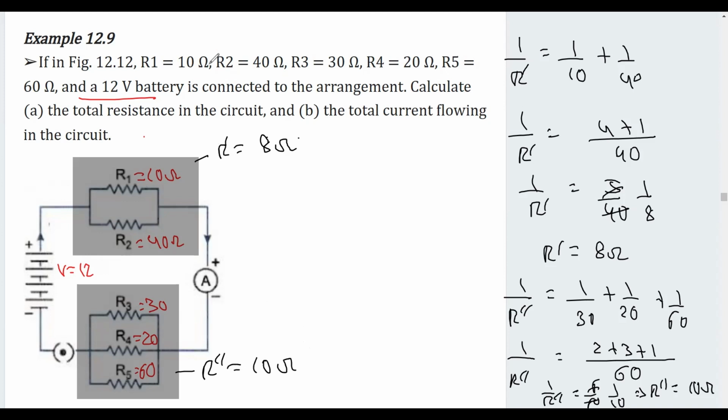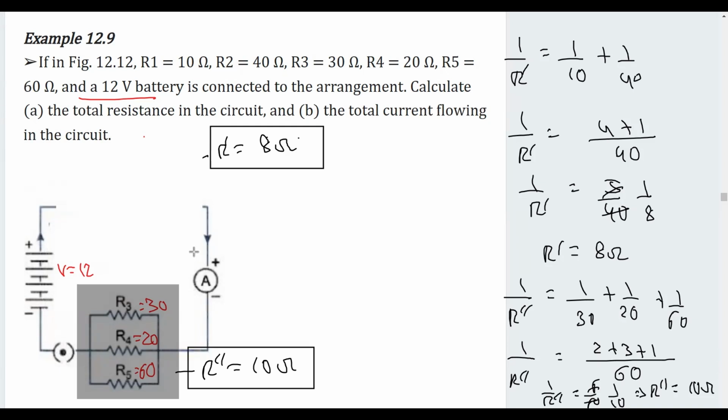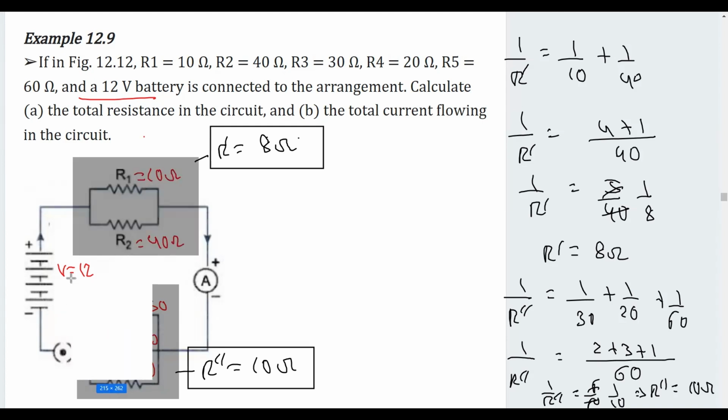Now check how these 2 resistors, this together and this together, are connected. This and this, you can see they are connected end to end. And how do I guess? If I wipe out R double dash, you can see that the current does not flow, or the circuit is not complete. So we can say they are connected in series.